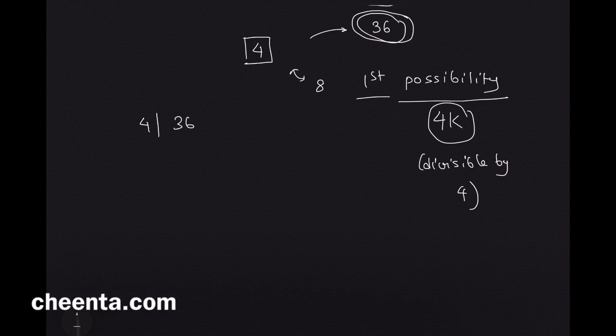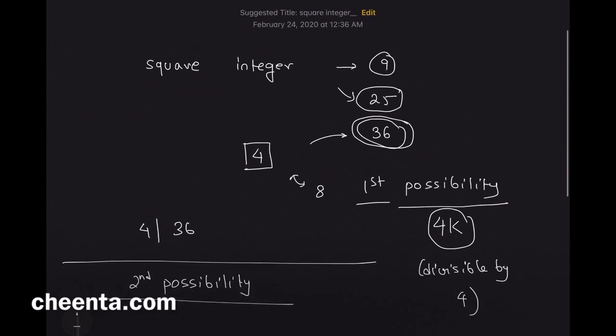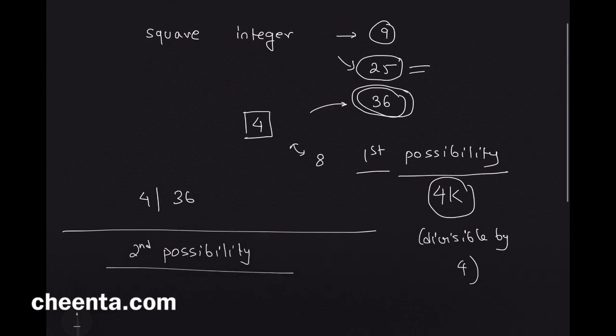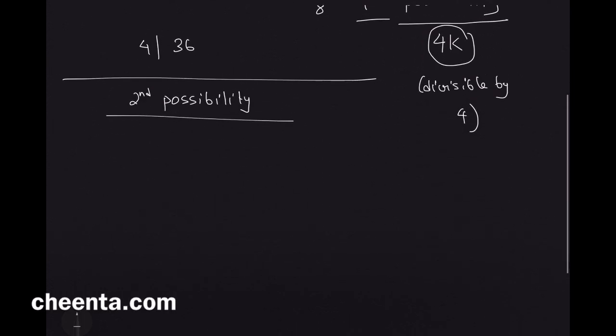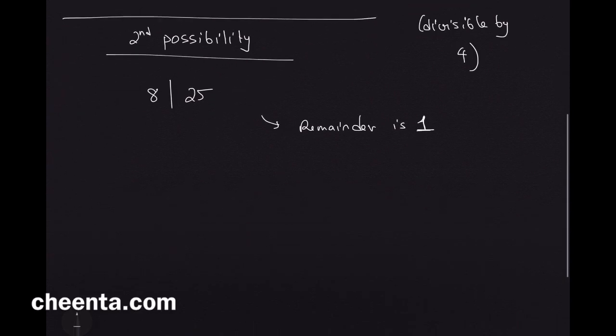The second possibility is that of the odd integers. So if you look at the odd integers, for example 25, then if you divide 25 by 8, the remainder is 1. So we want to say that the second possibility would be that it is of the form 8k plus 1.